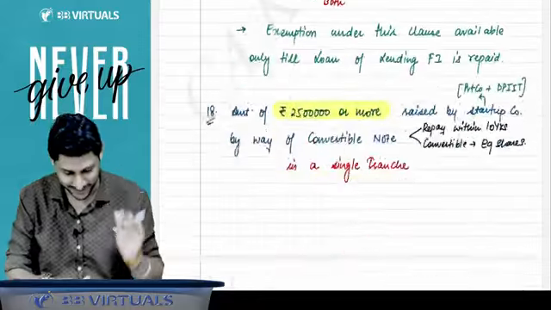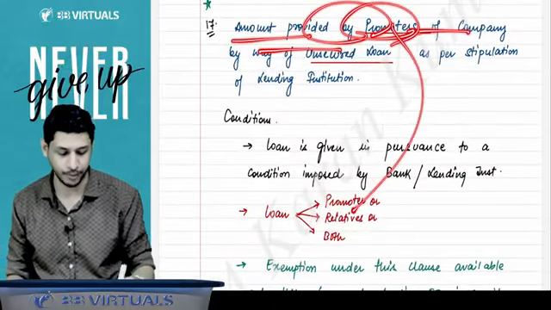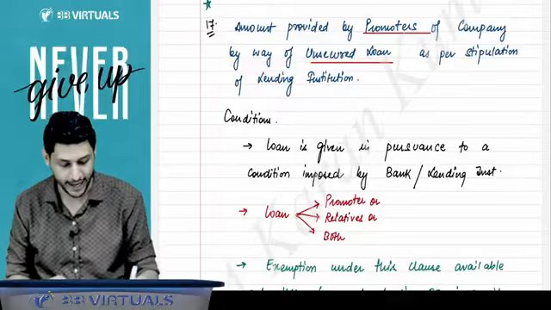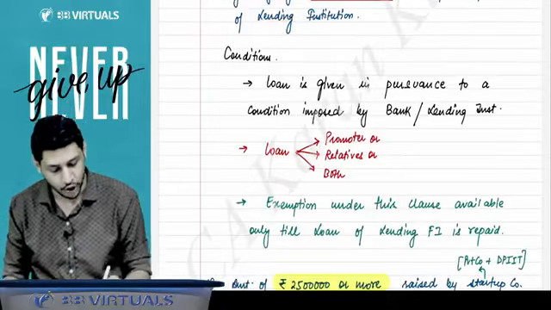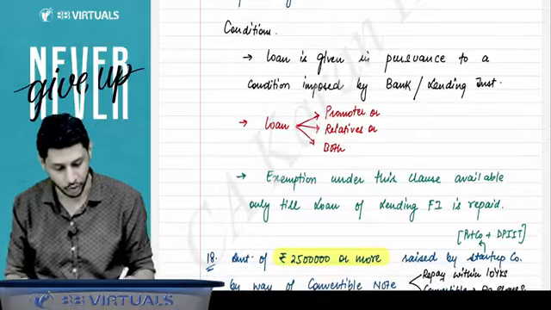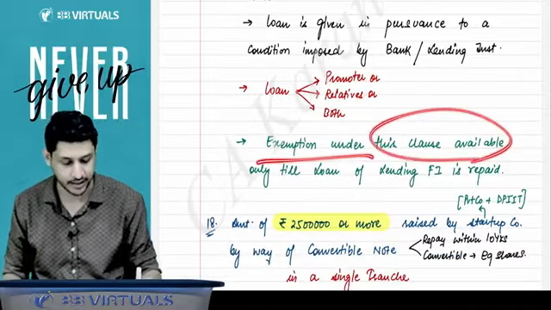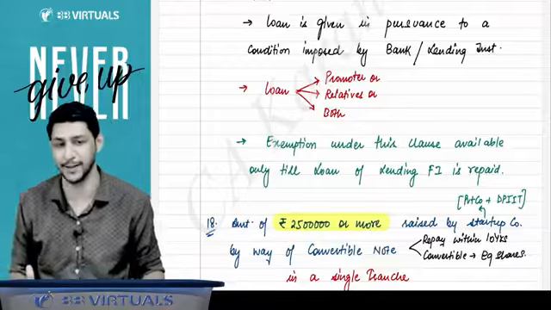Got it? This is written over here: amount provided by the promoter of the company. Here they have written promoter, but later on they explain it is by way of unsecured loan as per the stipulation. Stipulation means a condition imposed by the lending institution. The loan is given in pursuance of a condition imposed by the banking or lending institution. The loan can be given by the promoter themselves, a relative, or both. Exemption under this clause is available only till the loan of the lending financial institution is repaid.